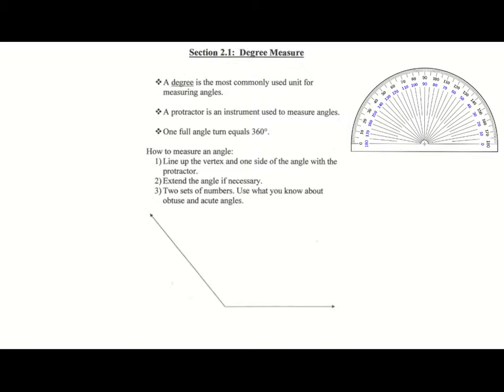And if we go one full angle turn, that would be equal to 360 degrees. So if we were trying to draw an angle over here, if we drew one ray and we wanted to go all the way around, we would go all the way around this angle back to where we started. That would be 360 degrees. So you're going in a circle, 360 degrees. Okay? So the next piece we're going to look at is how to measure an angle using a protractor.